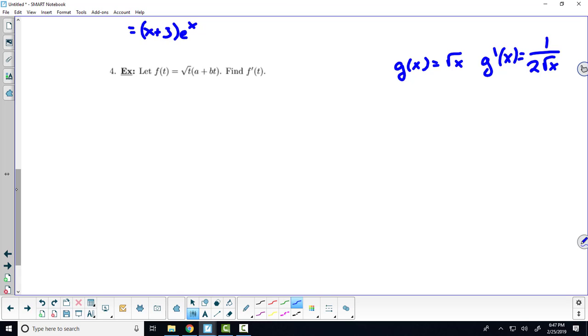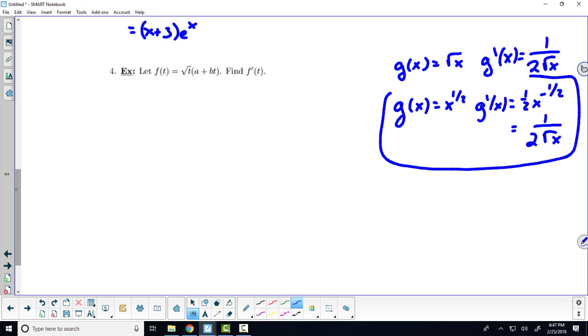But then let's say you forget. What can you do? Put it to the 1/2 power. Yeah, if we rewrite g of x as x to the 1/2 power, then what would be g prime of x? It would be 1/2 x to the minus 1/2, right? And so that would give us 1 over 2 square root of x. Okay? So this is how we get the derivative using our power rule.